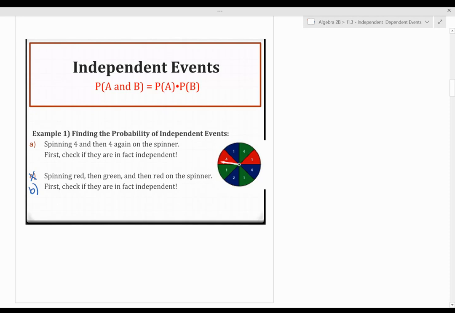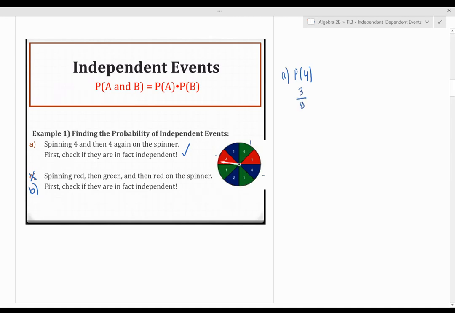So first of all, we need to double check, does it make sense that they're independent? What I spin on the first try doesn't in any way restrict what I can get on the second one. So I'm going to go ahead and say that it makes sense that these are, in fact, independent. So to find the probability of those two things happening, I first need to know, well, what's the chance of getting a 4 on the first spin? Well, getting a 4 on the first spin, it looks like there's 3 of them. So I'm going to say 3 out of 8.